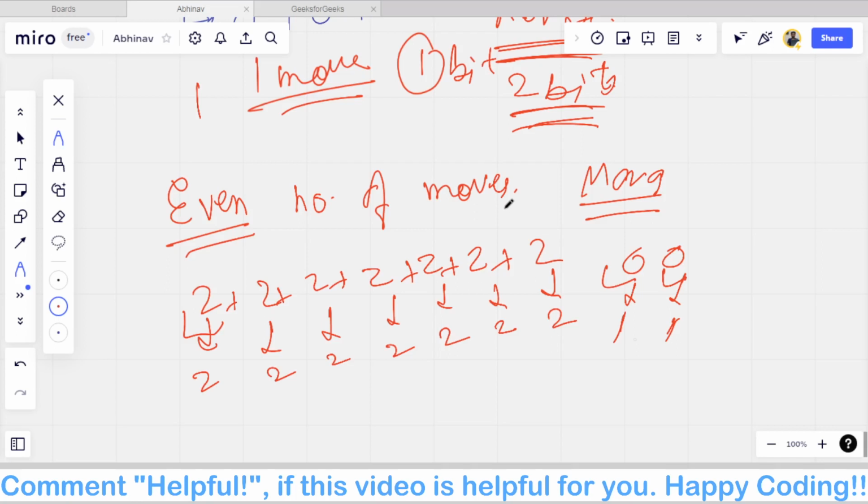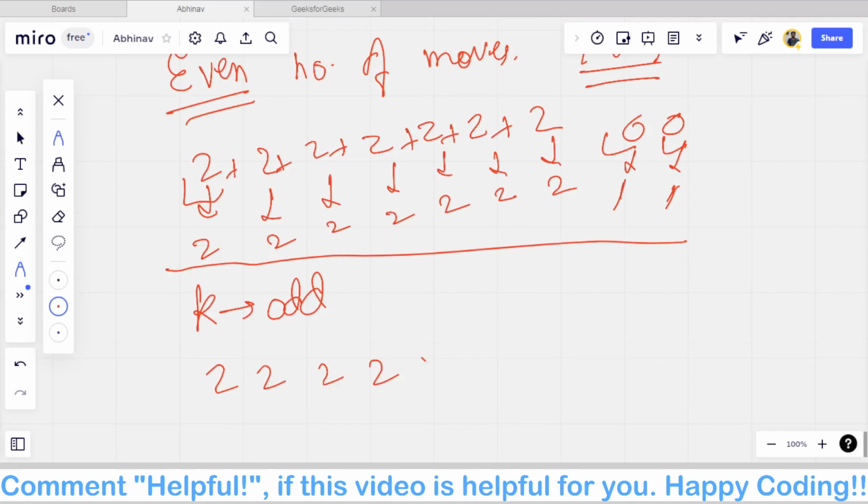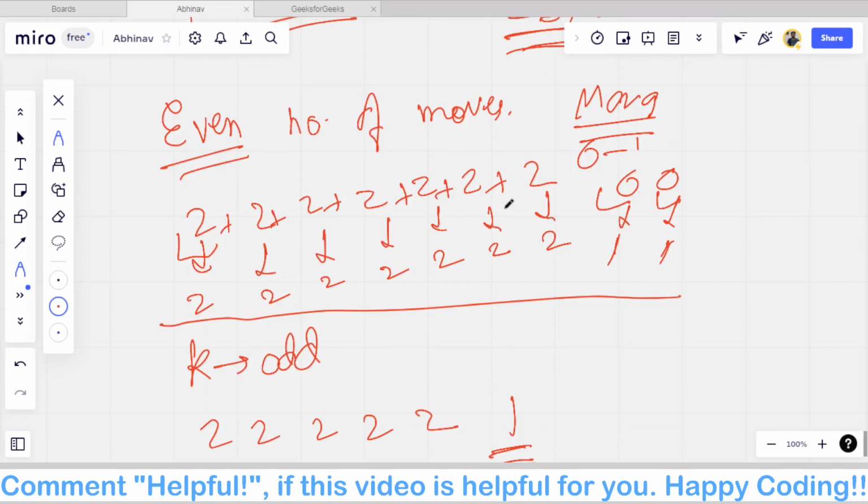But if the value of k is odd, in that case there will be pairs of 2, 2, 2, 2, 2, and in the last there is a 1 also. So what we can do with this 1 is that in this case we are converting 0 to 1, because we want lexicographically largest.